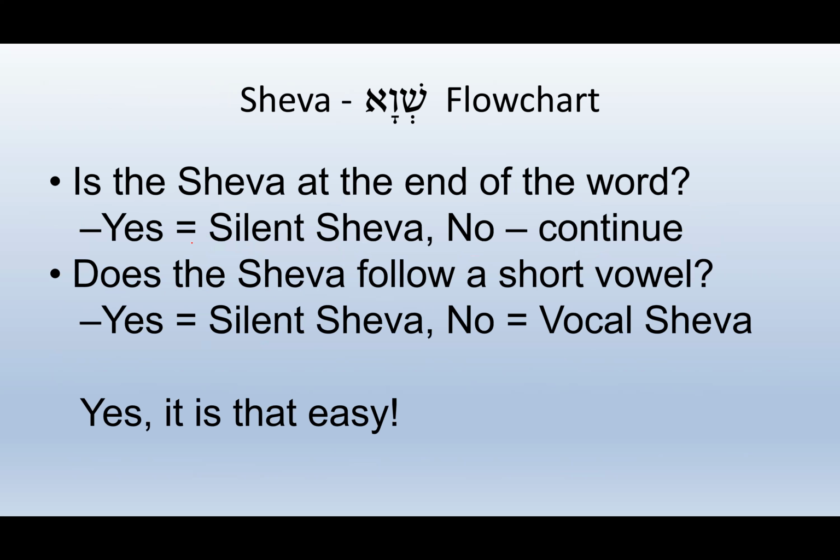So we have another flow chart. Is the Shva at the end of the word? Yes, it's silent. No, go to the next question. Does the Shva follow a short vowel? Yes, it does follow a short vowel. It's silent. If it's not a short vowel, it's vocal. It's just that easy. It might seem hard. I think you'll catch on to it pretty quickly. You just have to know which vowels are the short vowels. So if it follows a short vowel, then it's silent.